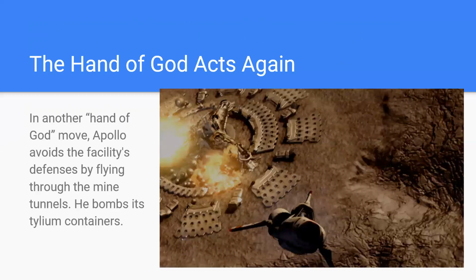So out of all those facilities on that asteroid base, the hand of God moved Gaius Baltar's finger to exactly the right place. In another hand of God move, Apollo suddenly decided to dive into that canyon and follow the mine tunnels to get past all of the anti-aircraft fire.